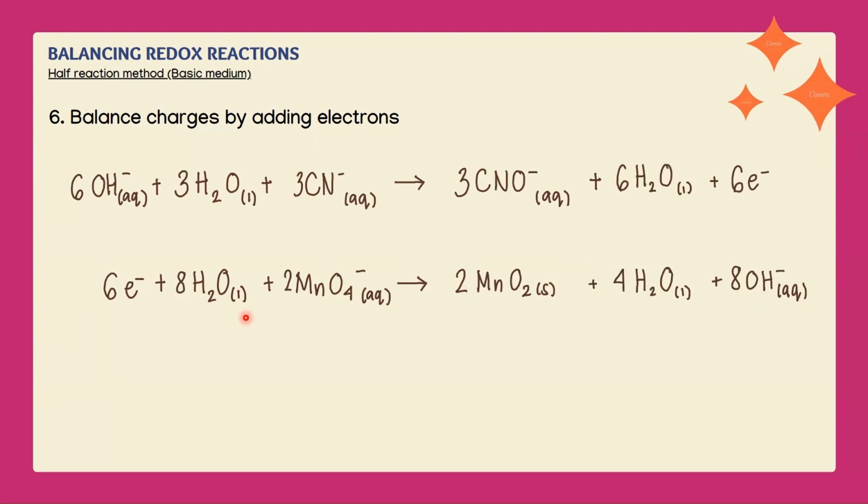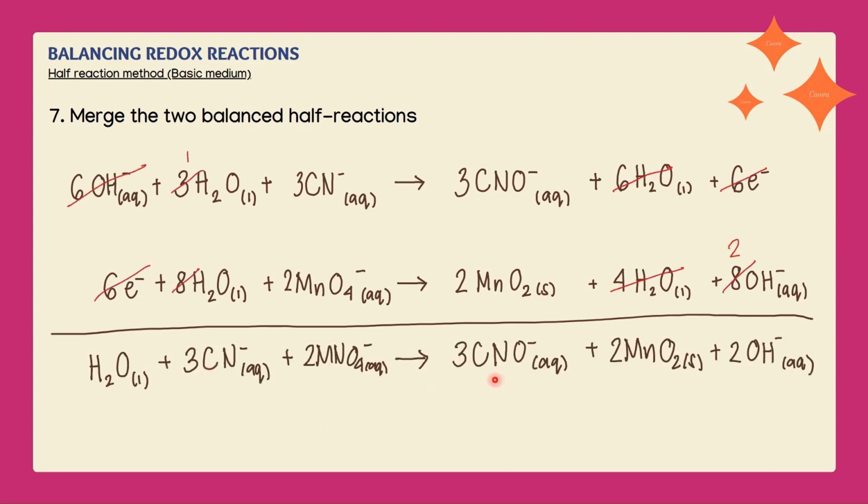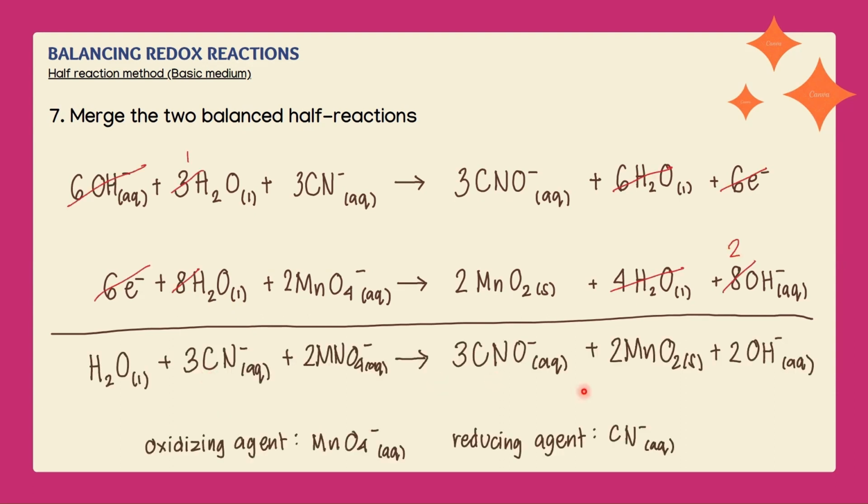After multiplying, this is a balanced equation for both of the half reactions. Now we will merge the 2 balanced half reactions, and thus this is our final balanced redox reaction. Since the half reaction of cyanide showed that it had lost electrons, it would be our reducing agent. And since the half reaction of the manganese showed that it had gained electrons, it will be our oxidizing agent.